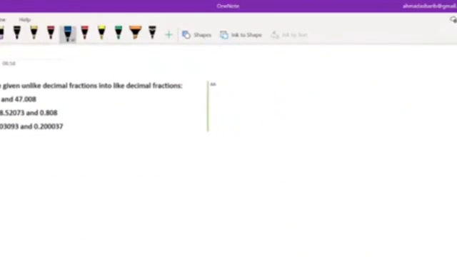What the question is saying, convert the given unlike decimal fraction into like decimal fraction. And question 1 is 1.36, 239.8 and 47.008.